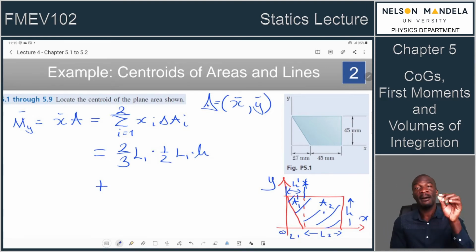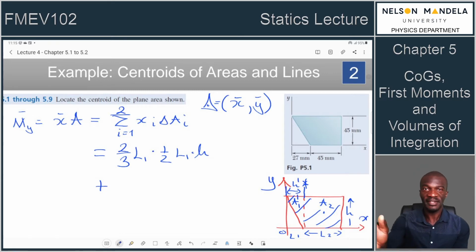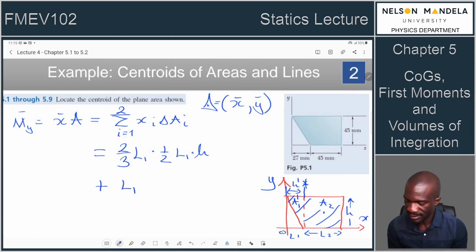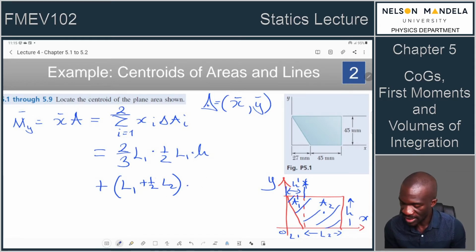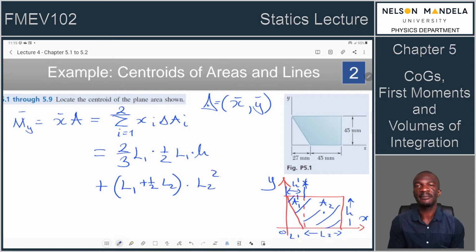Remember, we're looking at position and not just L2 divided by 2. So we should start from L1, right? So this is our x2. That's an L1 plus half of L2. That is the x bar multiplied by that area. That area is a square, so it's side squared, so we'll just call it L2 squared. So we have now found the right hand side of the equation.